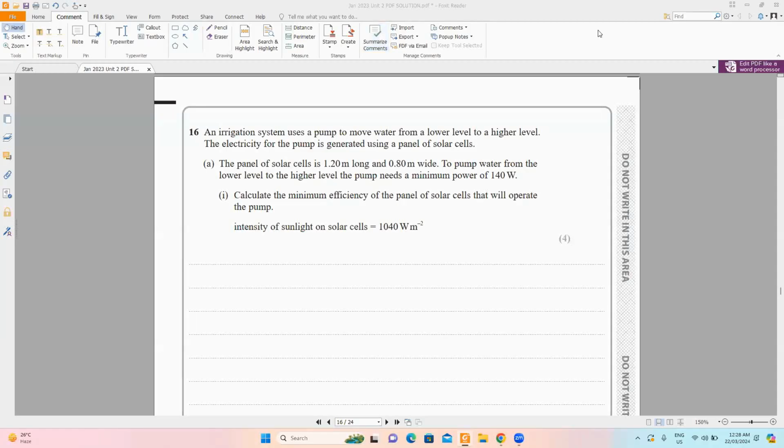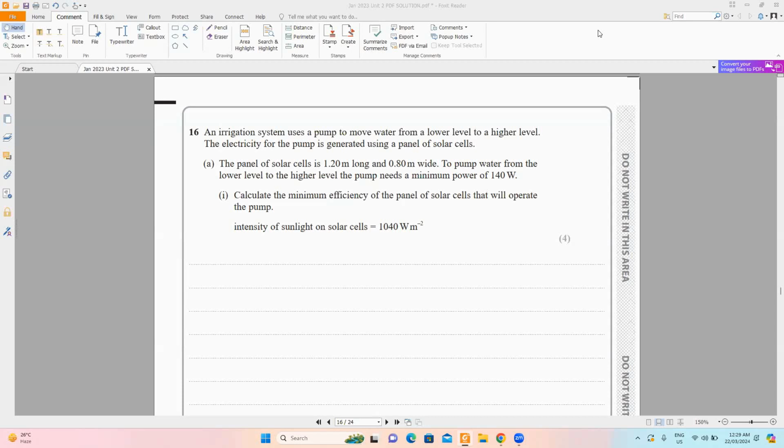Question 16 says, an irrigation system uses a pump to move water from a lower level to a higher level. The electricity for the pump is generated using a panel of solar cells. The panel of solar cells is 1.2 meter long and 0.8 meter wide. To pump water from the lower level to the higher level, the pump needs a minimum power of 140 watt.